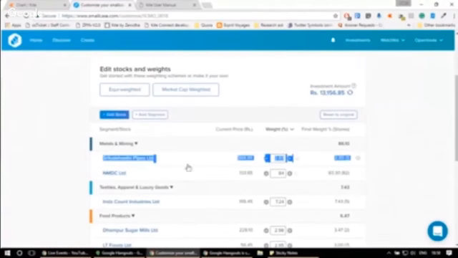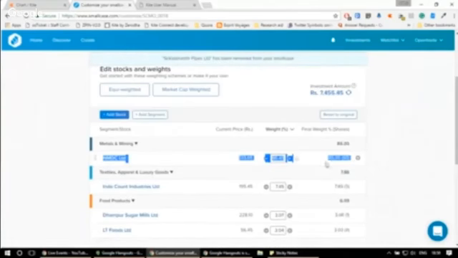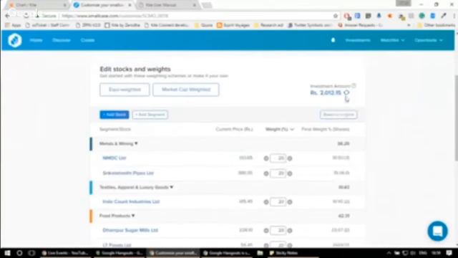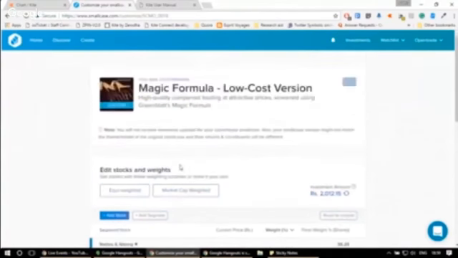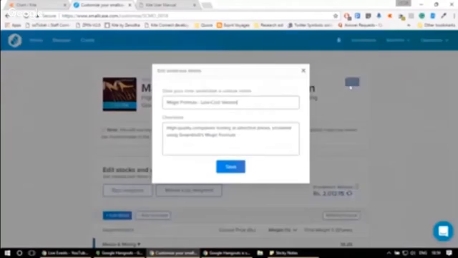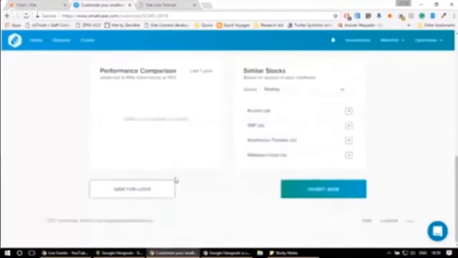Rearranging stocks is quite simple. Now to remove stocks, I click on this cross over here. You can also reset it to original. So you see that this is the investment amount that would be required, right? I can also edit the small case and create my own small case over here, right?